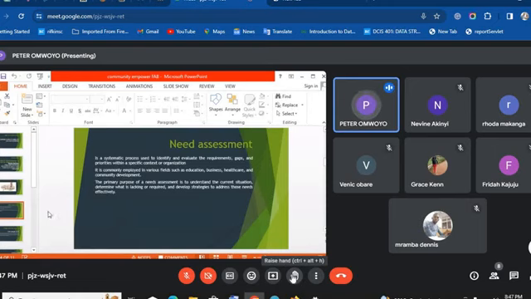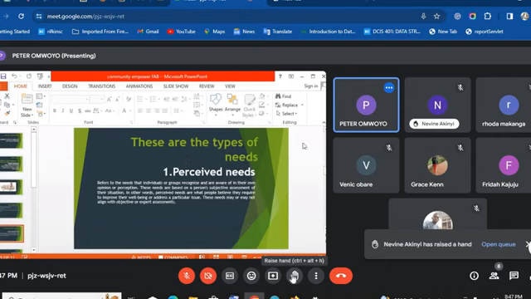Now, let's look at different types of needs. Any type of need that you know? Yes, Nevin? We have the needs that are recognized by the individual or groups of people. Exactly. Those are the perceived needs within the community. That's how we refer to them.